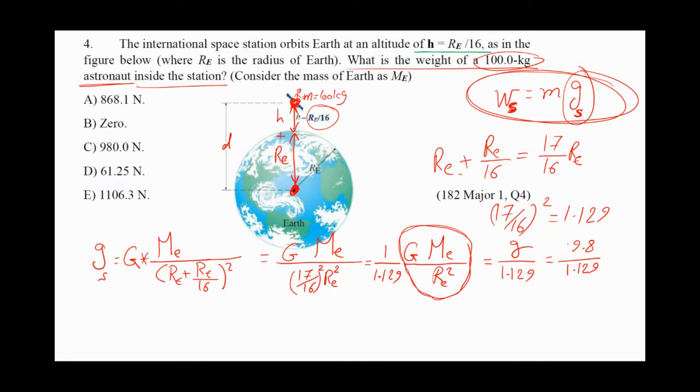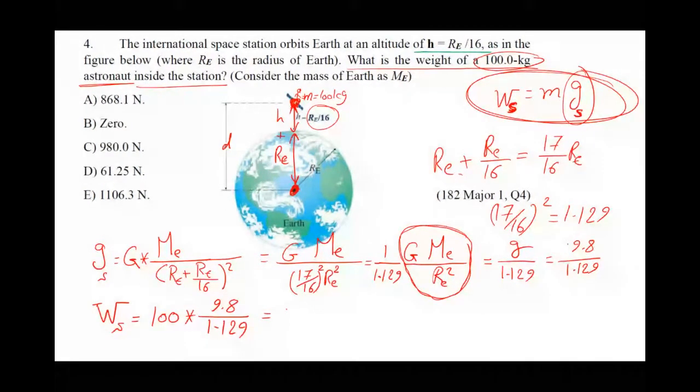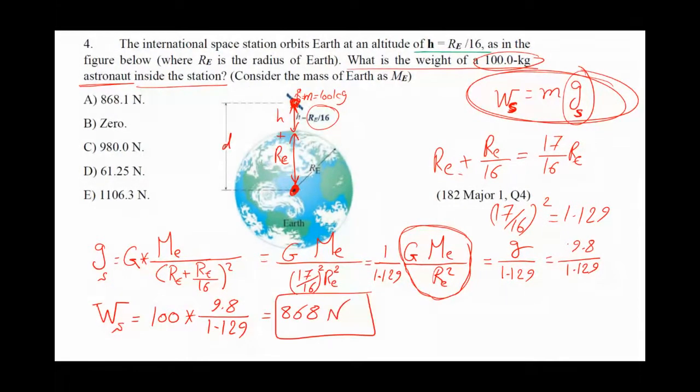This is not on the surface of Earth. So the weight of the object or the astronaut at the station equals its mass, which is 100 kilogram, times G, which is 9.8, divided by 1.129. Of course, this result is less than 9.8. So the result will be around 868 Newton.